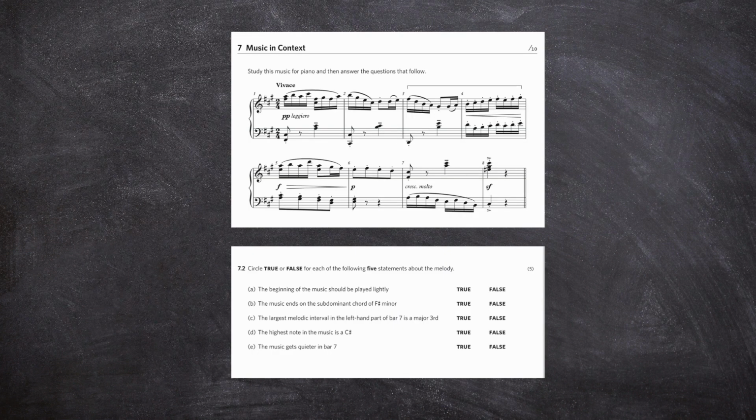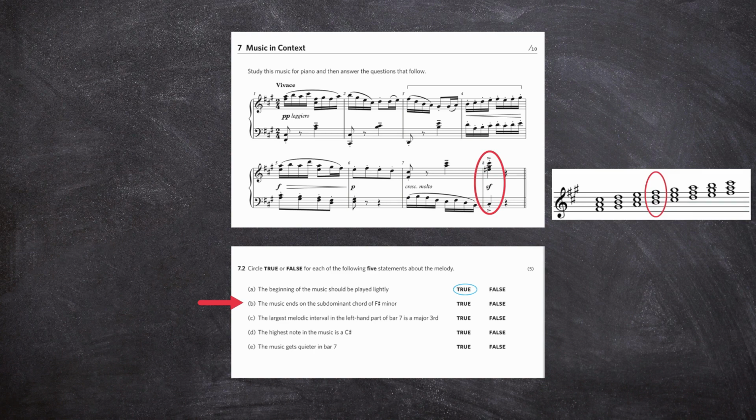Question 7.2. Circle true or false for each statement. Statement A. The beginning of the music should be played lightly. This is true. This musical term leggero means lightly. Statement B. The music ends on the subdominant chord of F-sharp minor. The subdominant chord of F-sharp minor should be B, D, F-sharp. So, it is false.